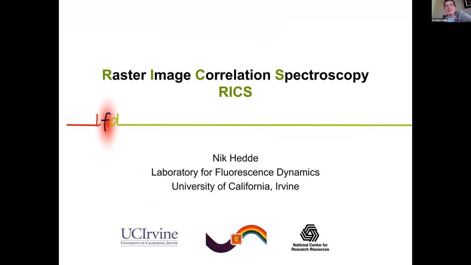Okay, so this is two lectures in a row. The first one is about raster image correlation spectroscopy, or RICS. And then the second one is about number and brightness, or N&B.